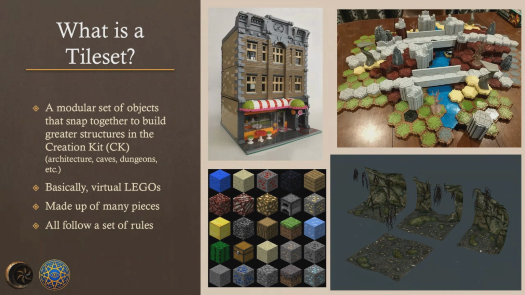All these tile sets, they're made up of many pieces, and they all have to follow a set of rules. Those rules we'll talk about in detail, but it's basically a grid system, snapping, and as the name implies, they have to tile.